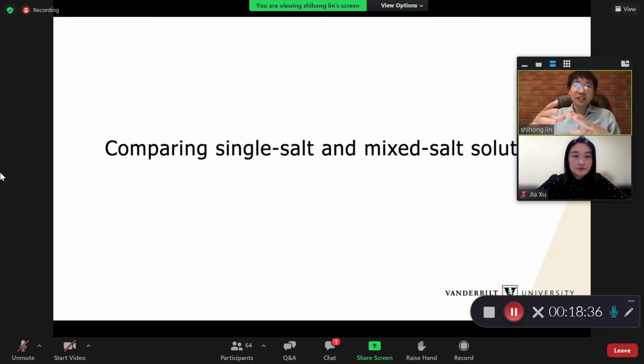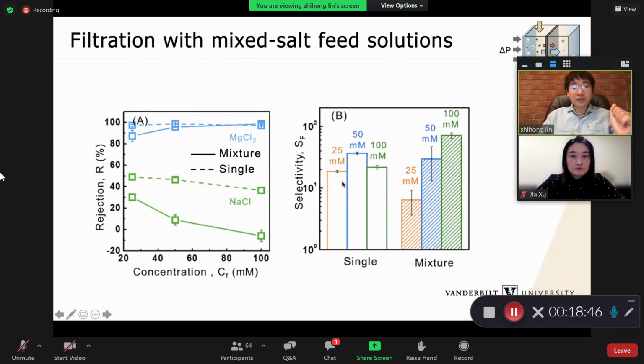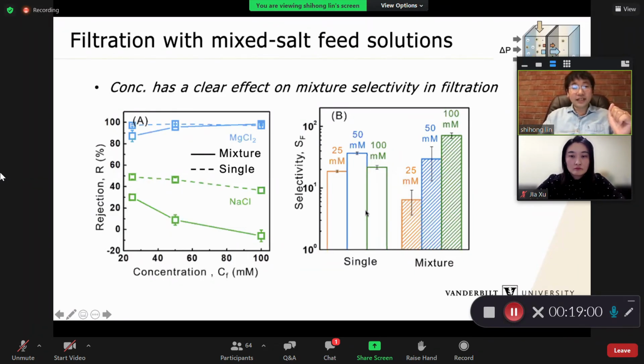Mixed salt selectivity is much more practically relevant as compared to single salt. So our intention is to see whether they are actually comparable. These are experiments with mixed salts and single salt. The solid lines are for mixed salt and the dashed lines are for single salt. These are the rejection as a function of concentration. As you can see here, the concentration has a clear effect on the mixed salt selectivity, which is in the dashed bars here, but a relatively small impact on the single salt selectivity. So there's no clear trend for single salt selectivity.